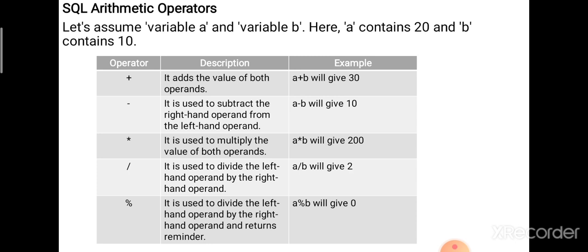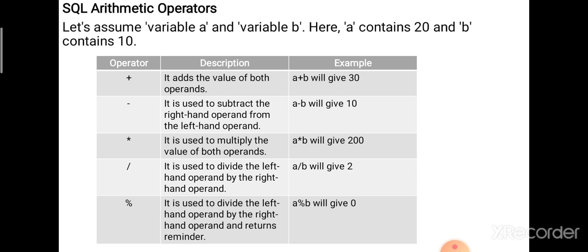You just see first operator is plus, that is addition. It adds the values of both operands. So here we have taken two variables A and B, assigned the values 20 and 10. So the addition value is 30. Okay. And the next symbol is minus, that performs a subtraction. So it subtracts the right hand operand from left hand operand. According to the taken values, the answer is 10. Next symbol is asterisk. It is going to multiply the two operands. So the multiplied answer is 200.